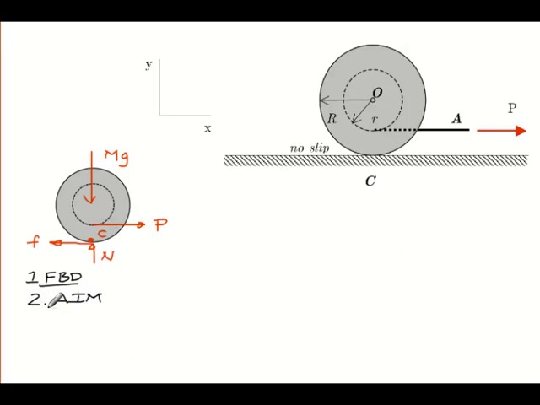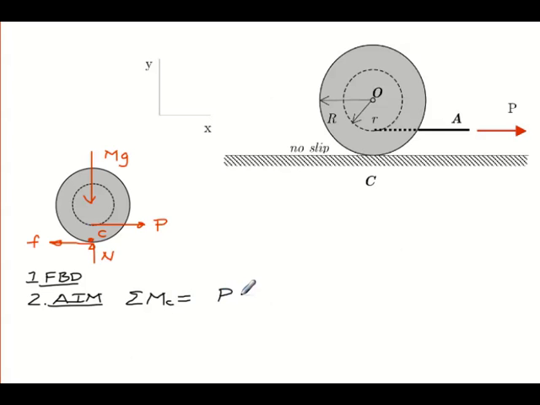Here I'm going to do a moment about the contact point C. That's a valid point to use because if we were using the Newton-Euler equation for no slip, that would be an appropriate one to use and still have the summation of moments equal to I alpha. We use the same rule here. So if I do a summation of moments about C, then F and N don't cause a moment about C, nor does the weight. All we've got here is the applied force P.